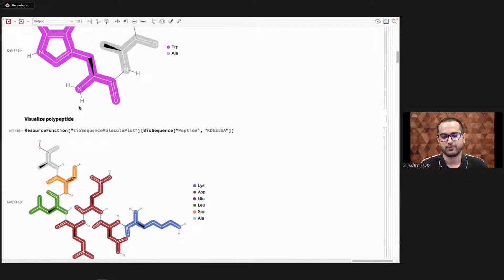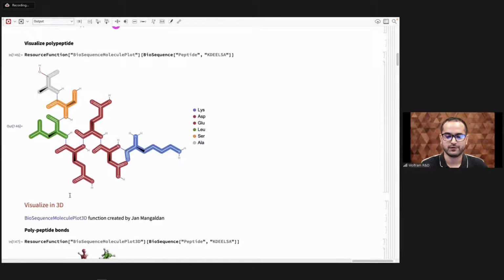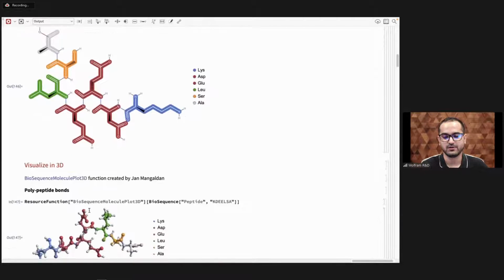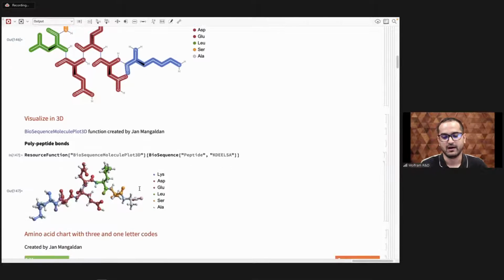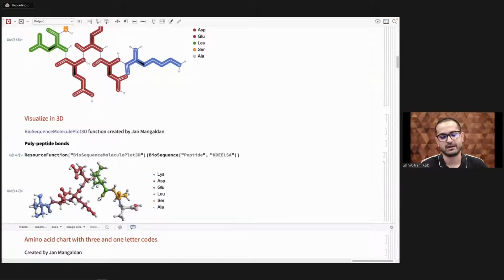You can also visualize polypeptides in 2D using this function, as you can see here. It's also possible to visualize peptides in 3 dimensions using this function, BioSequenceMoleculePlot3D, created by Jan again. And this is one of the examples of the output. This can be pretty interactive and, I believe, a powerful tool for educational purposes too.